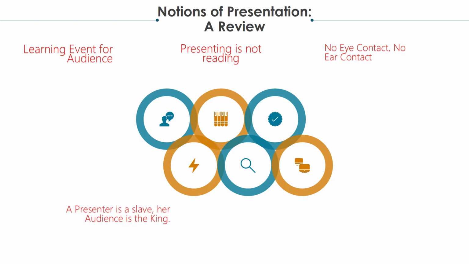Then the presenter is a slave and the audience is a king. It's clear why, because a presenter is someone who has to satisfy the audience. As a presenter, you have to give the best service for your king or queen. So you have to make any events to make them satisfied. Okay. Next one. Audience has 120 seconds to keep or to leave.